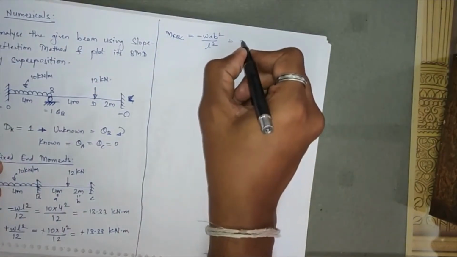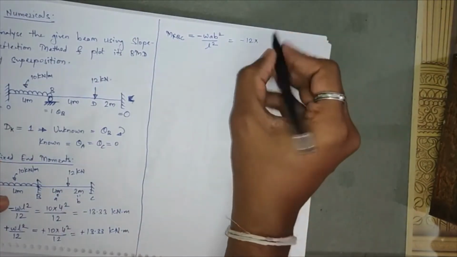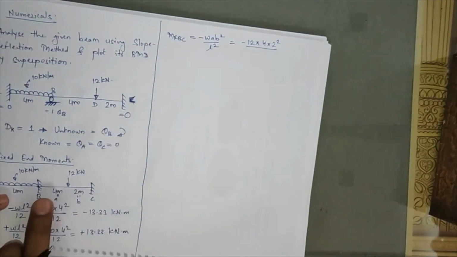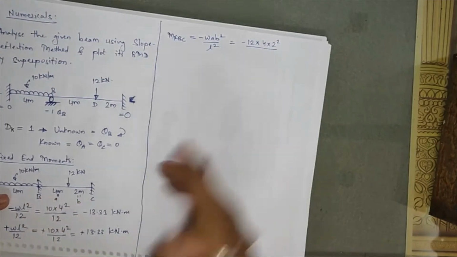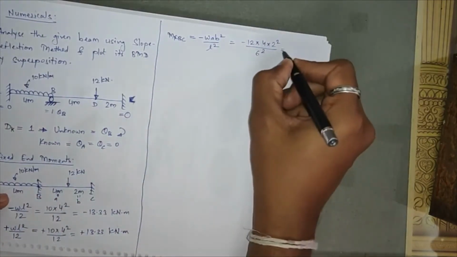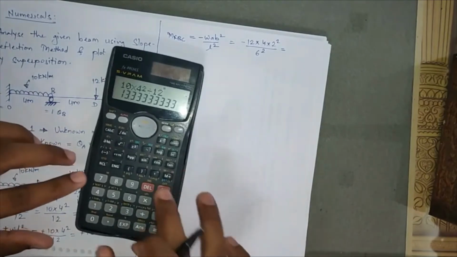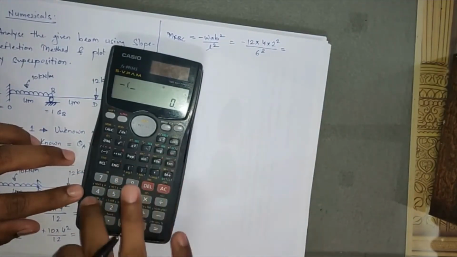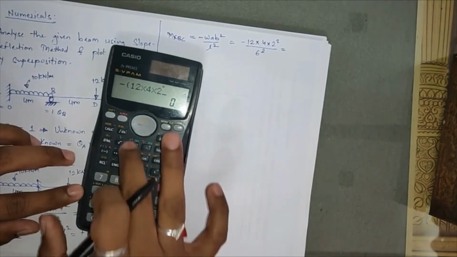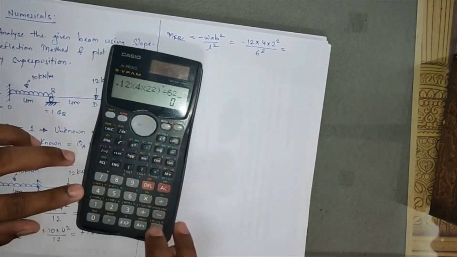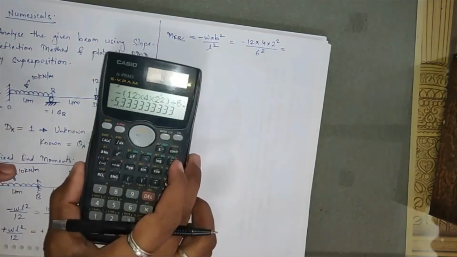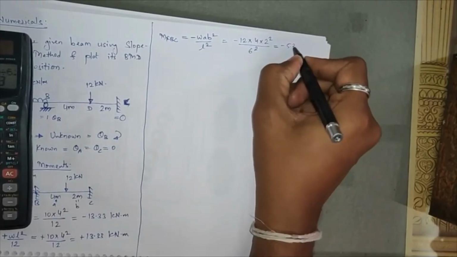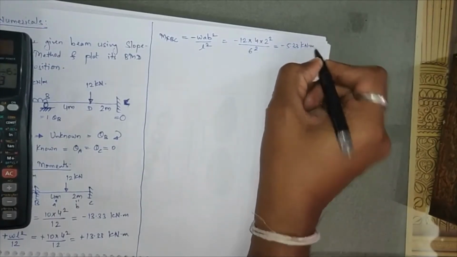Okay, so minus 12 into A is your 4 into B is your 2, and 2 square divided by L. L is your complete length of member BC, that is 4 plus 2, that comes equal to 6. I'll calculate this value: minus 12 into 4 into 2 square divided by 6 square. So that I am getting as 5.33. Okay, so this value comes minus 5.33 kilonewton meter.